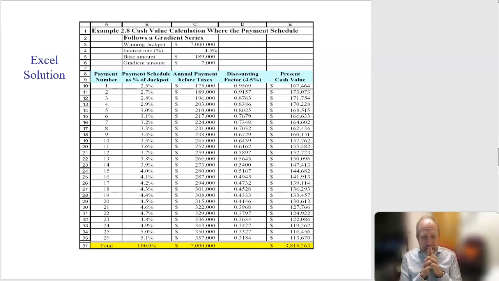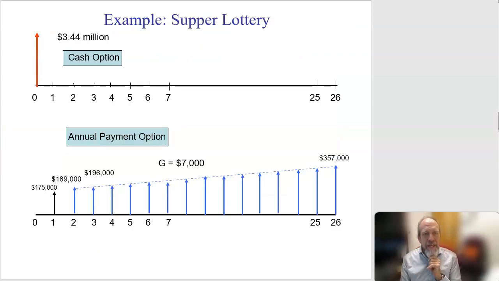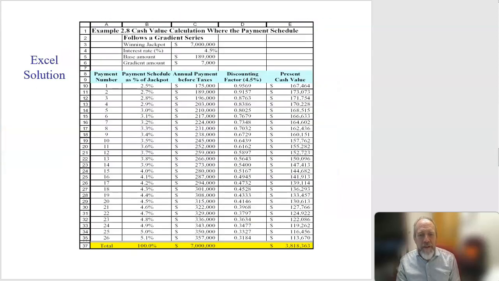there are a couple of things that you need to actually think about in this one too. First, the present value of the gradient series is actually worth more than the 3.44 million cash option. You're probably going to have a high tax rate on that first 3.44 million. You're probably going to have a lower tax rate on each of the individual payments as you go along. There's also going to be a cost of living adjustment with this, which we aren't worrying about right now, but we're going to have to think about that later.